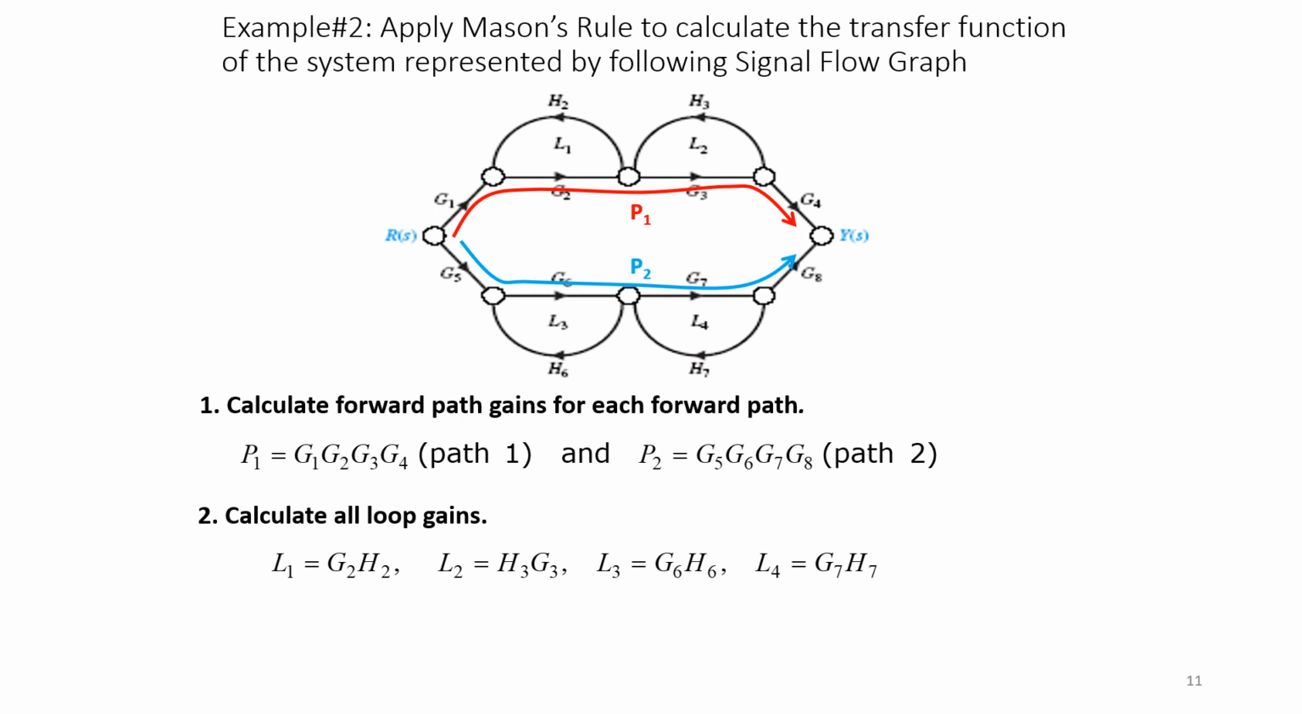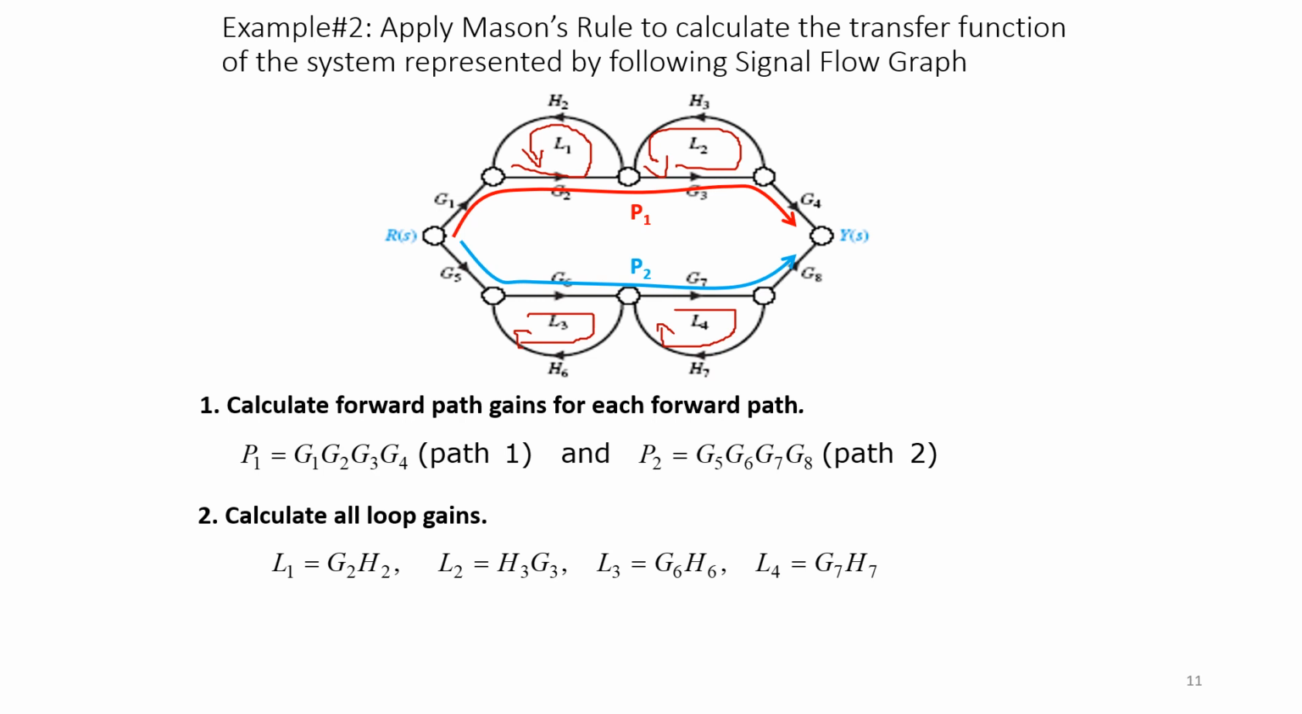Now coming to the number of loops, as you can see here, this becomes your first loop, this is your second loop, and this is your third loop. You start like this and go here, and this is your fourth loop, which are represented as L1, L2, L3 and L4. L1 gain is G2 into H2, L2 gain is G3 into H3, L3 gain is G6 into H6 and L4 gain is G7 into H7.